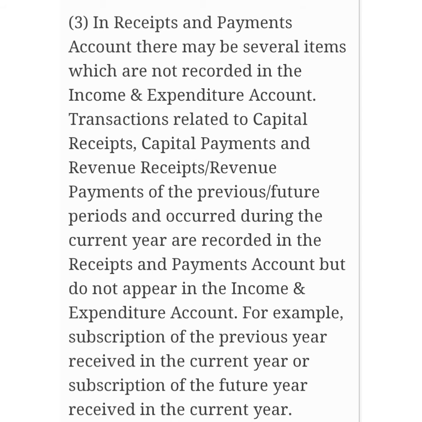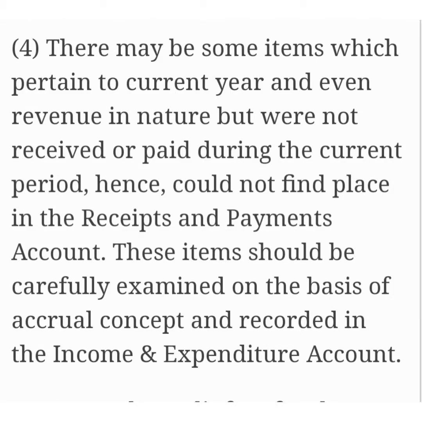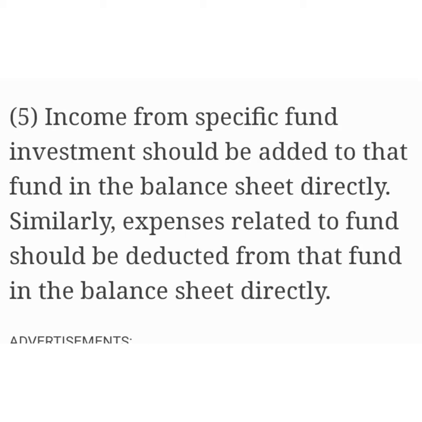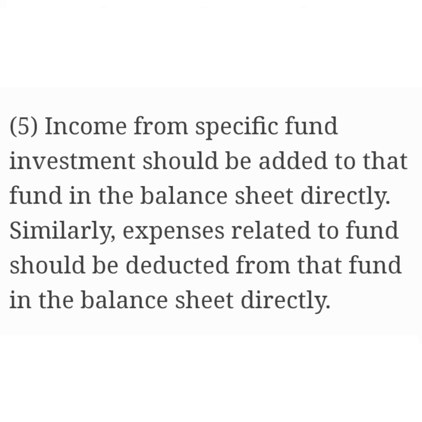Then the fourth step is, there may be some items which pertain to the current year and are even revenue in nature but were not received or paid during the current period, hence could not find a place in the receipts and payments account. These items should be carefully examined on the basis of the accrual basis concept and recorded in the income and expenditure account. Fifth step is, income from specific fund investment should be added to that fund in the balance sheet directly.